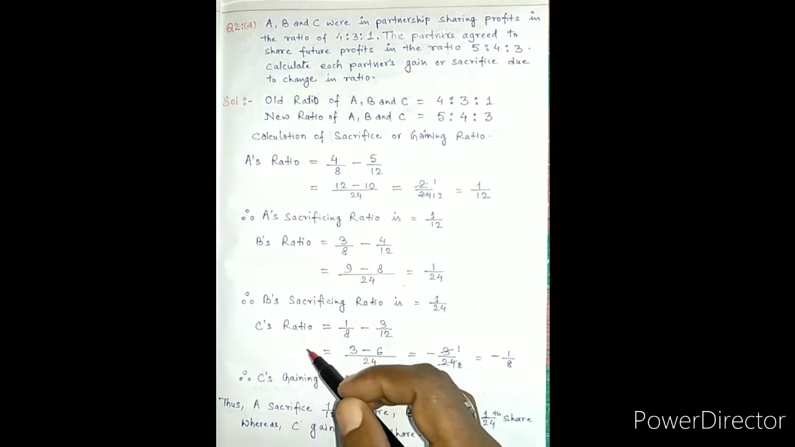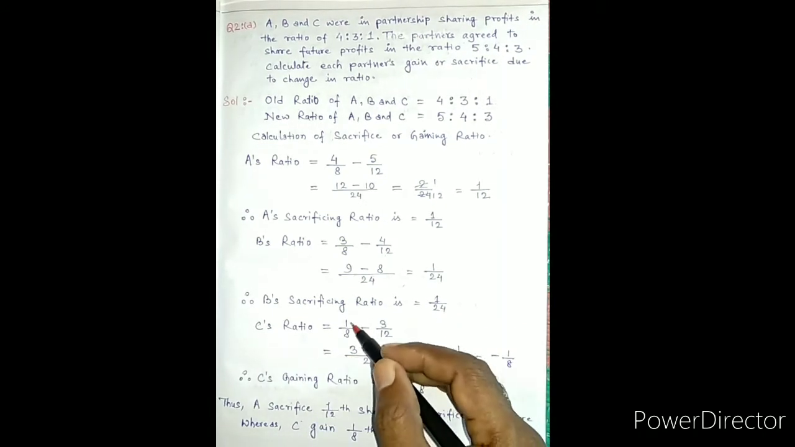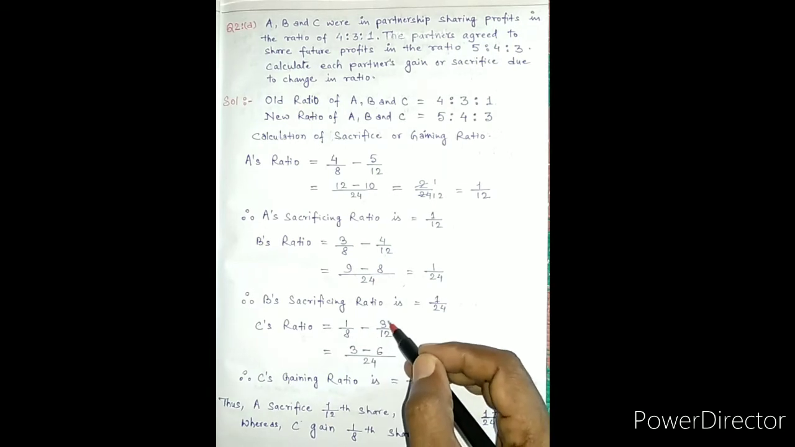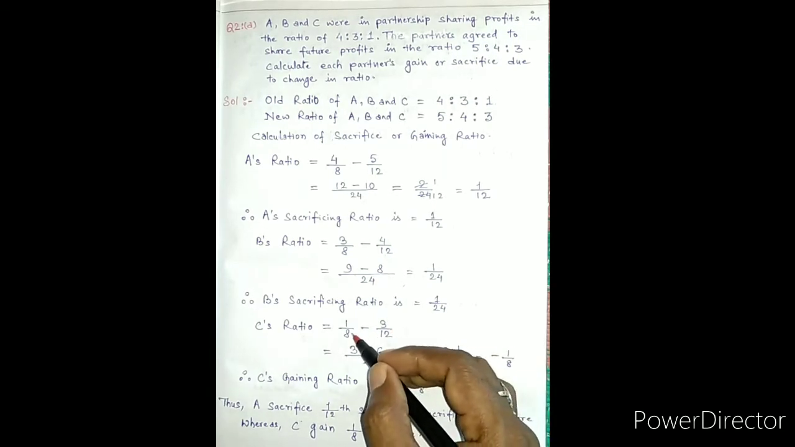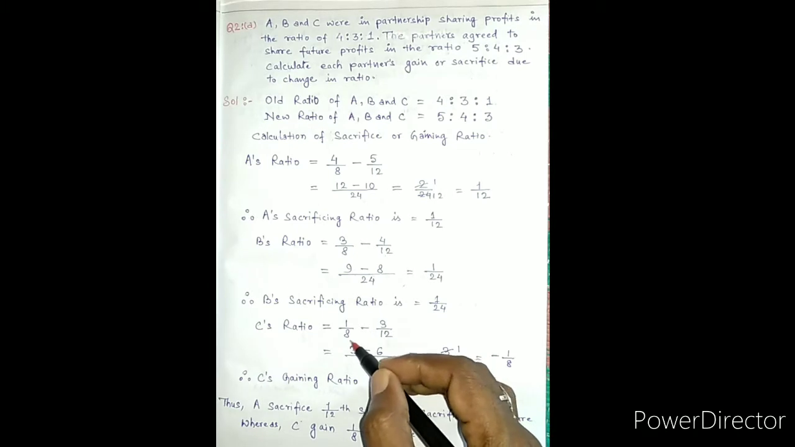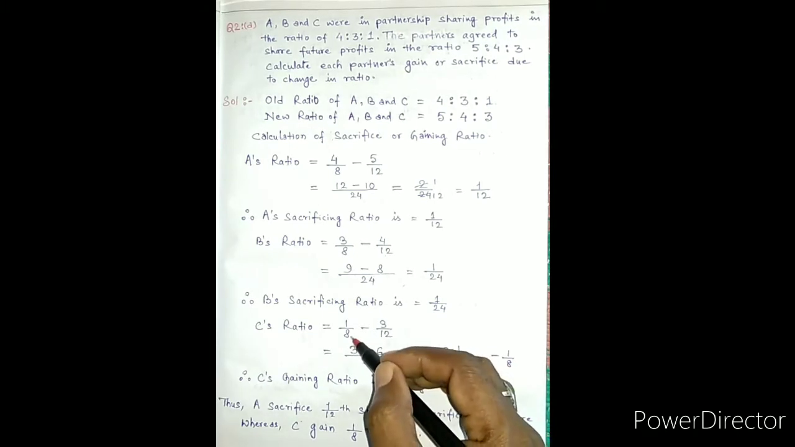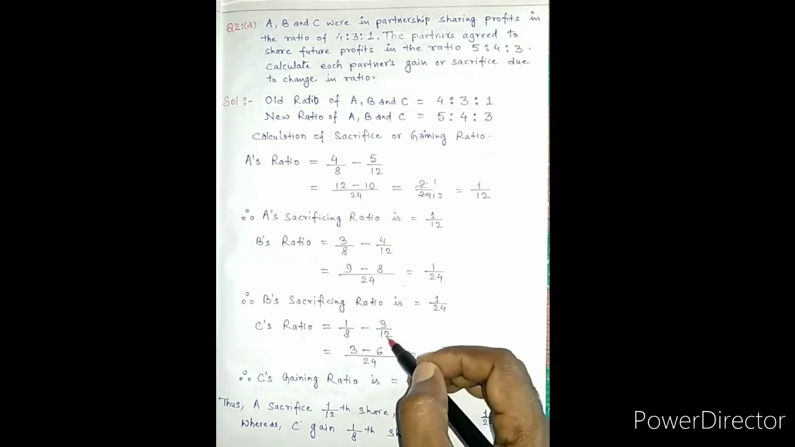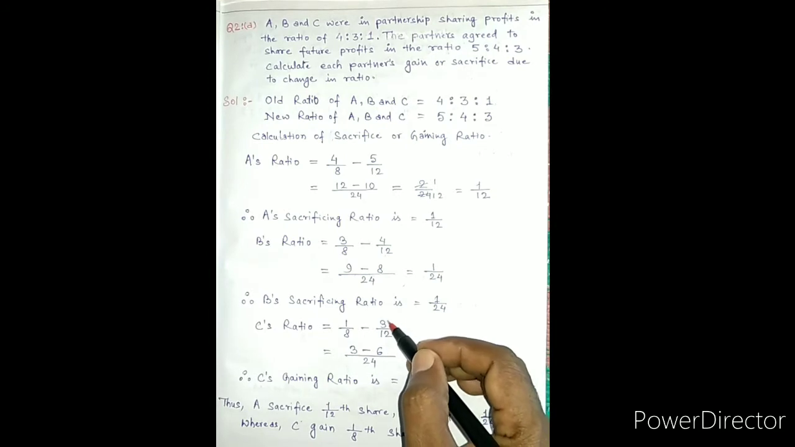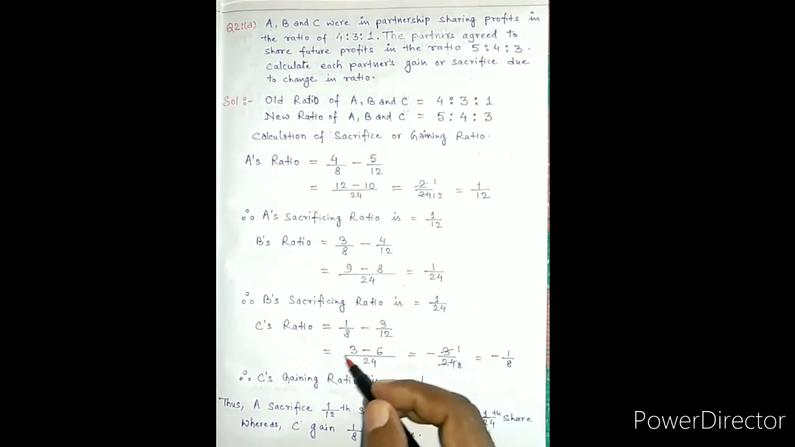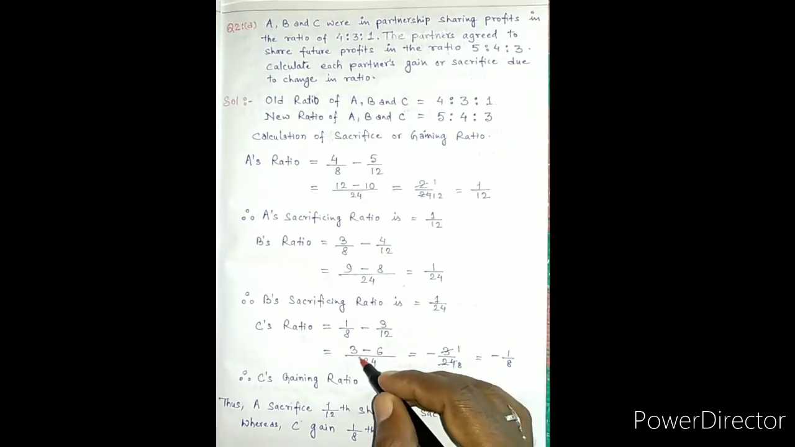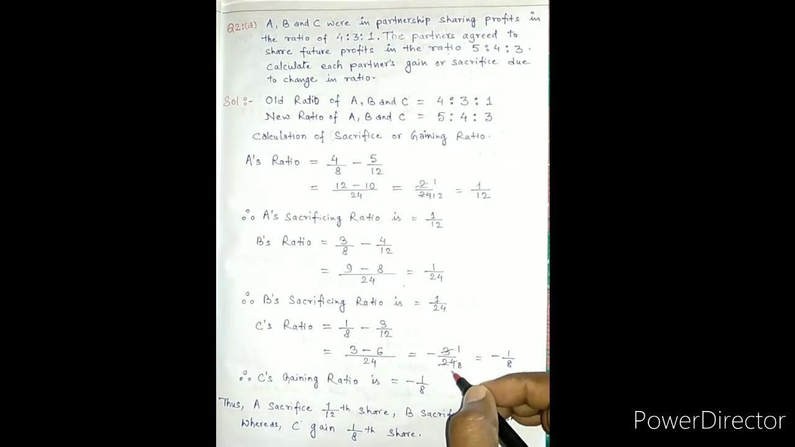Like this, C also. C's old ratio is 1 by 8 and the new ratio is 3 by 12. So old ratio minus new ratio. Take out the LCM of 8 and 12, we get 24. Divide 24 by 8, we get 3 times, and multiply with 1, we get 3. Same, divide 24 by 12, we get 2. Multiply 2 with 3, we get 6. Now subtract 6 from 3, we get minus 3 by 24.